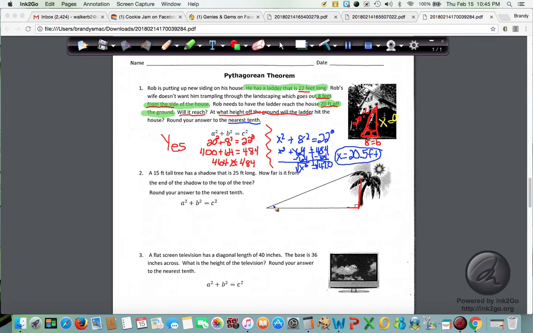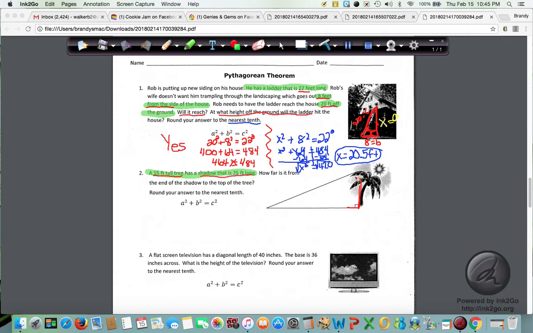Let's look at number 2. And from now on, I am just going to give you guys hints. I'm not going to solve the whole thing. I'll get you started, though. Okay, number 2. A 15-foot tall tree has a shadow that is 25 feet long. If this were a test question, the very first thing I'd do would be highlight this first sentence, because that's got two pieces of information I need. I need to know that it is a 15 tall tree and the shadow is 25.